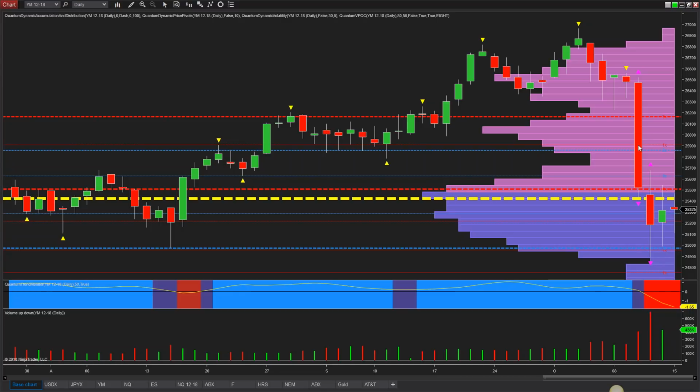This was the move we were talking about. Hopefully my cursor is actually on the right candle. Looks as though it probably is.